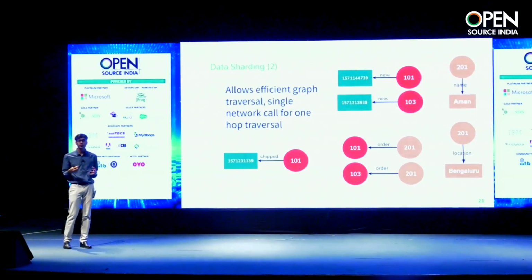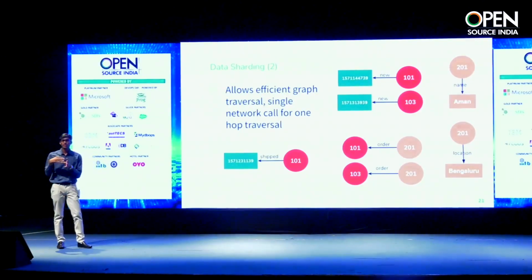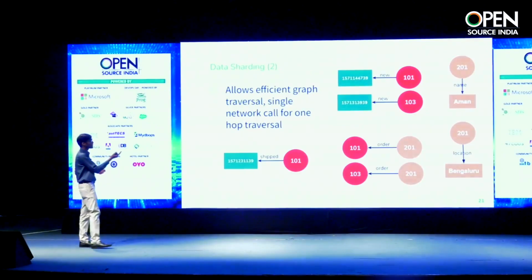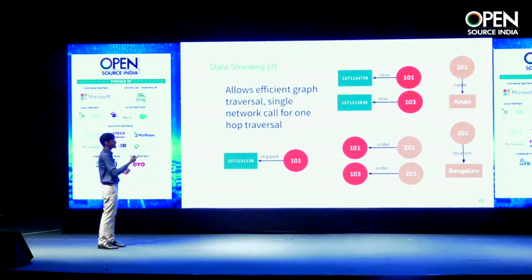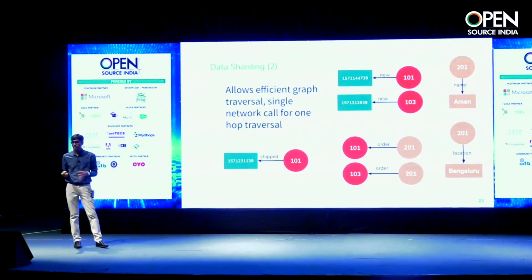So I'm going to use the word predicate, which are essentially edges, and these edges could also point to a constant value like a string. So for example, 201 is the customer ID, and the name of that customer is Aman, and I'm going to use this also as a predicate. That's how we store data in Dgraph.